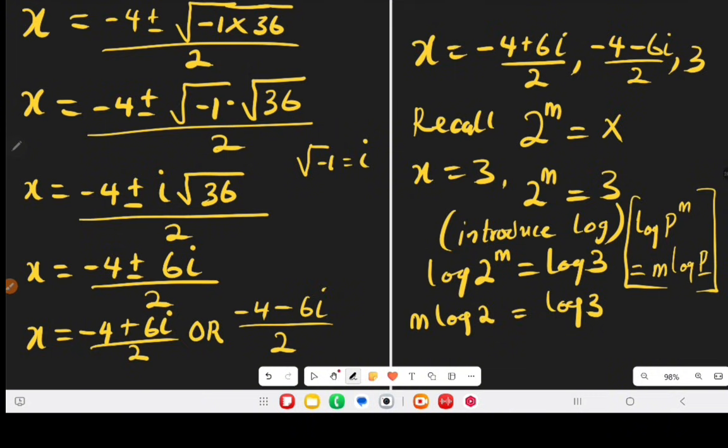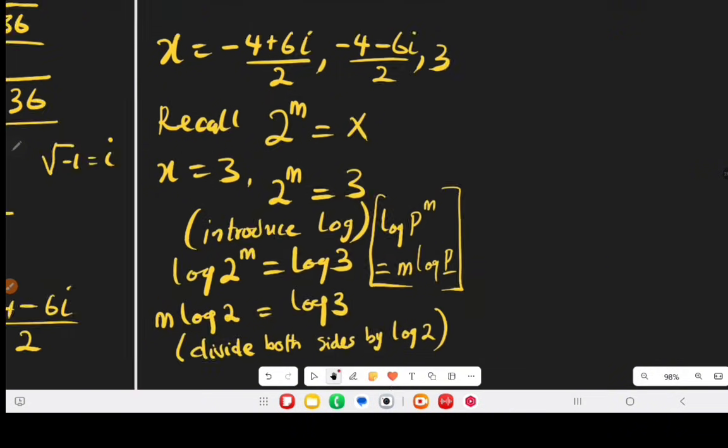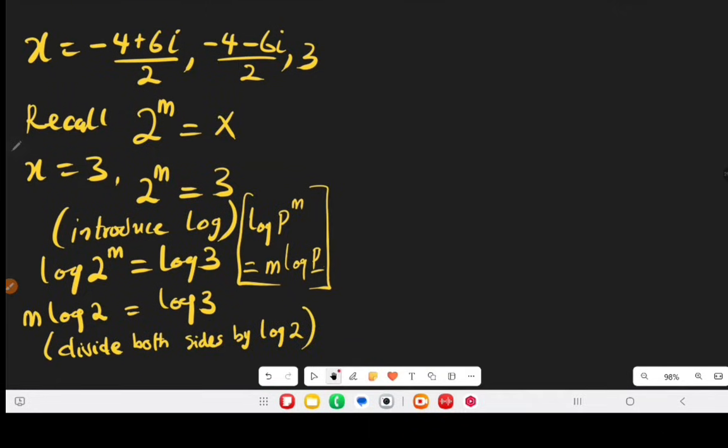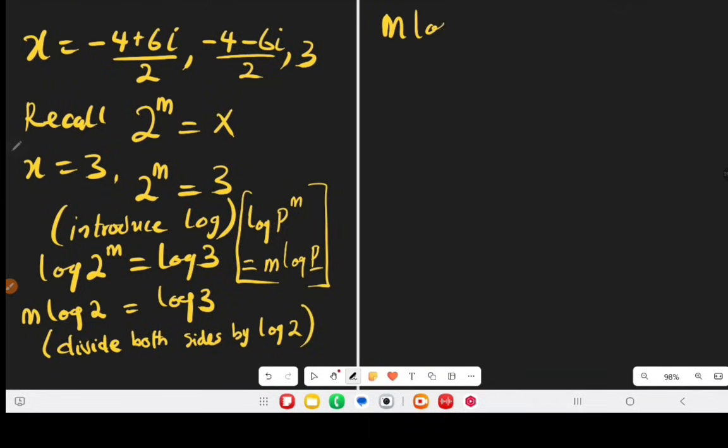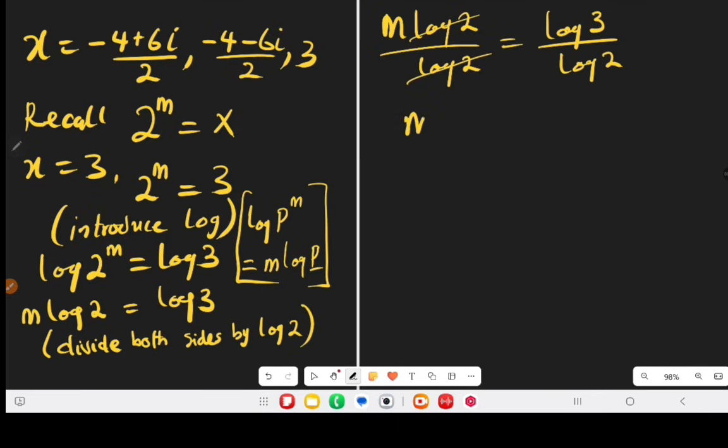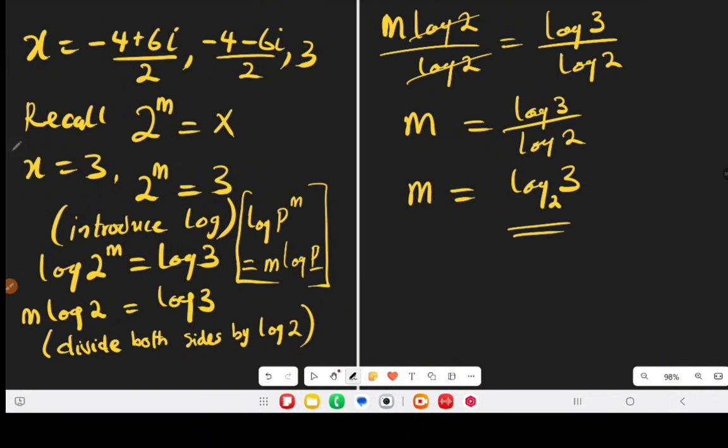Next step, we divide both sides by log 2. When we do that, we have m log 2 all over log 2 equal to log 3 all over log 2. We cancel log 2, left with m equal to log 3 all over log 2. This can be written in short as m equals log 3 in base 2 as the final answer.